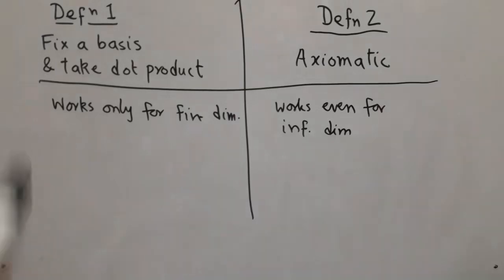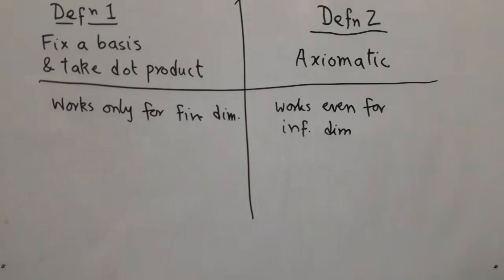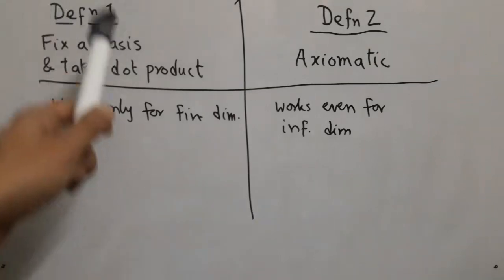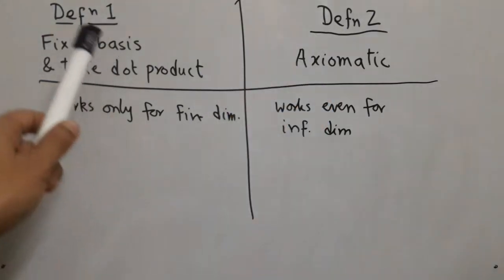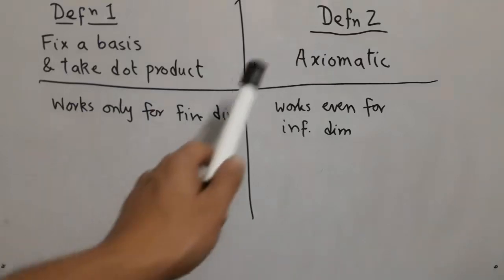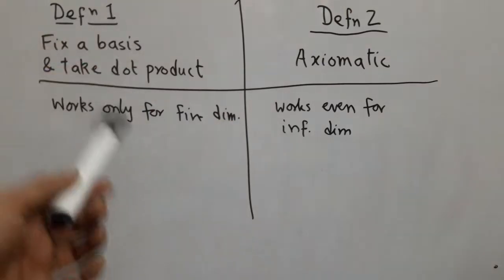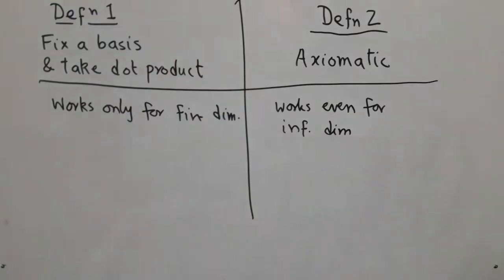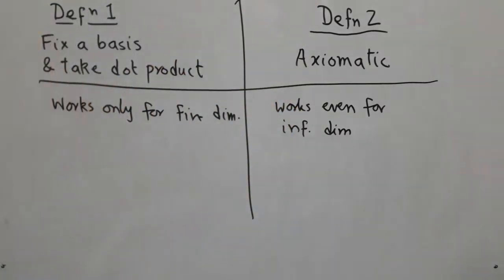Is it true that definition 1 is stronger than definition 2, or this is stronger, or they're equivalent? Well, it is quite easily seen that definition 1 is at most as strong as definition 2, because if you fix a basis and take the dot product, that inner product must satisfy the axioms, because that's how we chose the axioms. We looked at all the properties satisfied by them and then took a subset. So clearly definition 2 is at least as strong as definition 1.